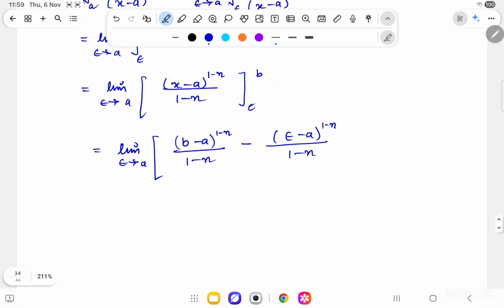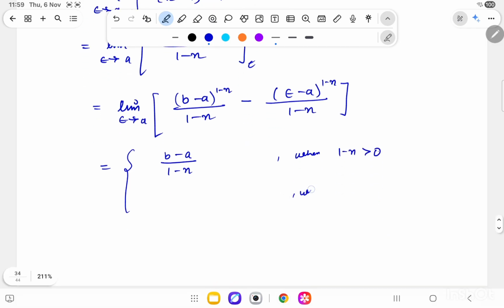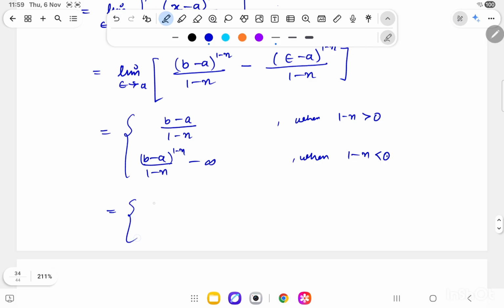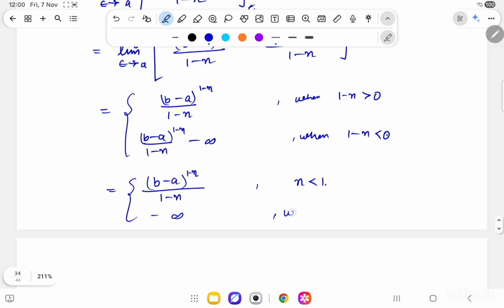Now let's find its limit. The limit will be equal to (b minus a) raised 1 minus n divided by 1 minus n when 1 minus n is greater than 0. But when 1 minus n is less than 0, this limit will approach infinity. So it will be (b minus a) raised 1 minus n divided by 1 minus n when n is less than 1, and it is minus infinity when n is greater than 1.